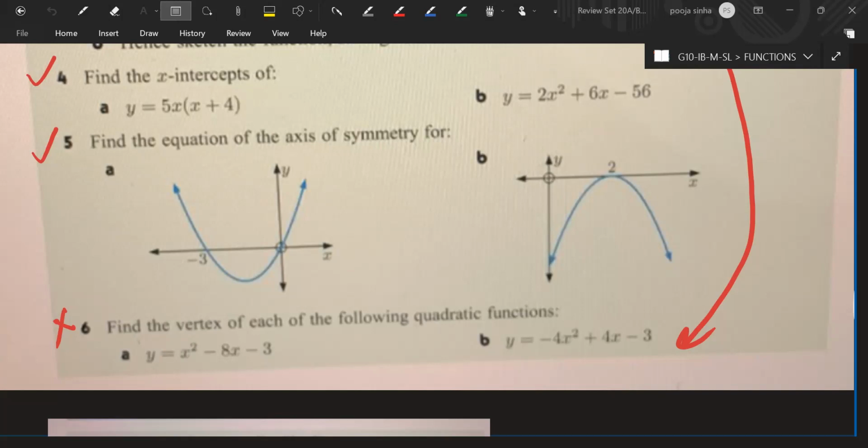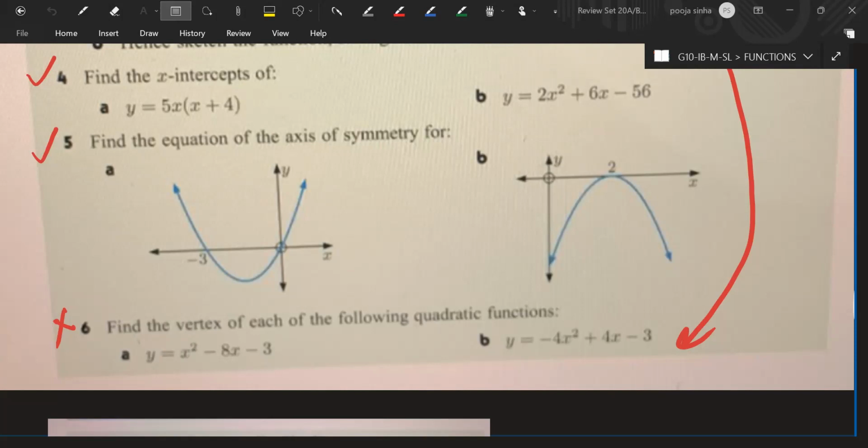Because I told you what all things you have to do in sketching. When you're sketching a quadratic graph, what all things do you need to know? Vertex, y-intercept, x-intercepts and y-intercepts, where it is cutting the x. Finding the vertex means the completing the square method.